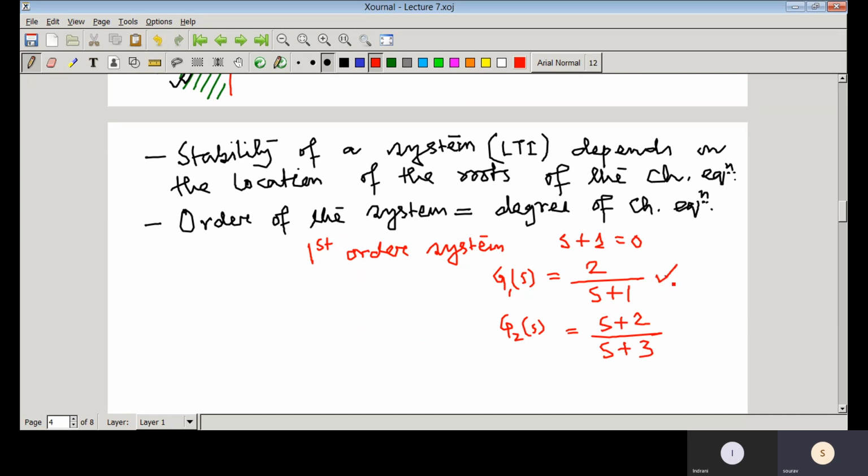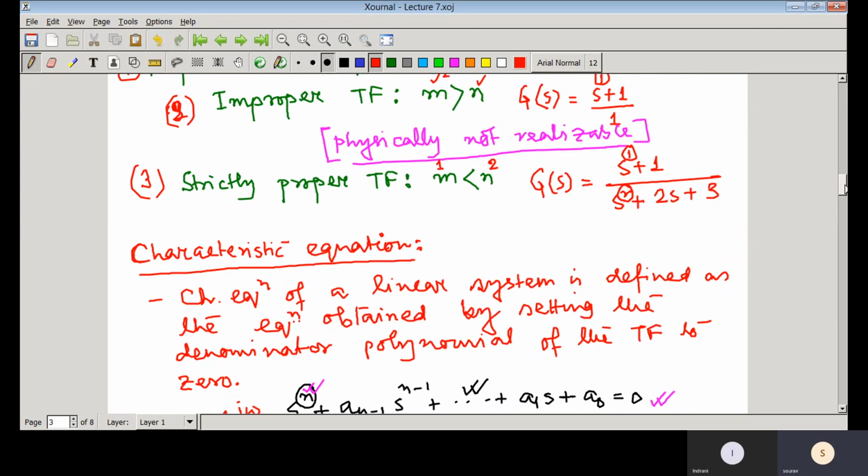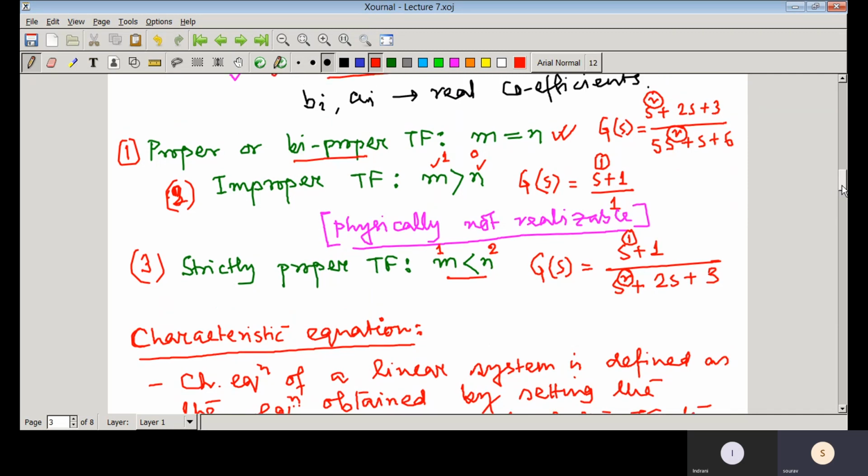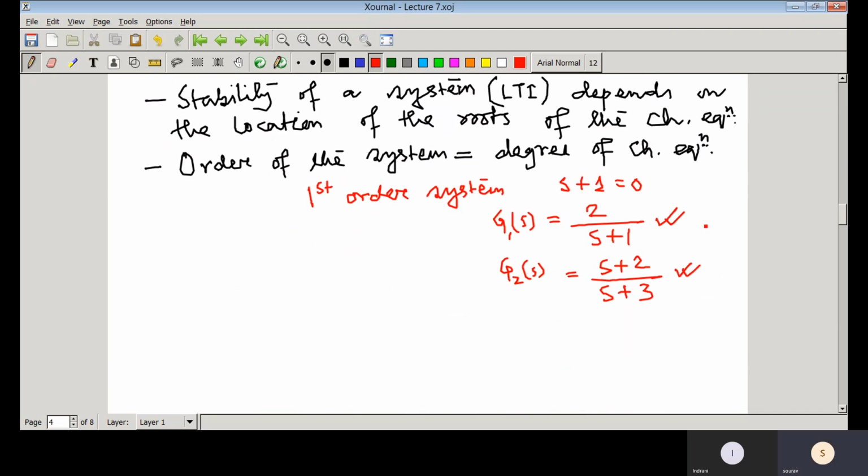So this is actually a strictly proper plant, and this is a proper or biproper plant. Proper or biproper means m equal to n, and strictly proper means m less than n. So in this case, both of them are first order systems, because the degree of the denominator polynomial is 1. But this is a first order strictly proper plant, and this one is a first order biproper plant. And what is a second order system?